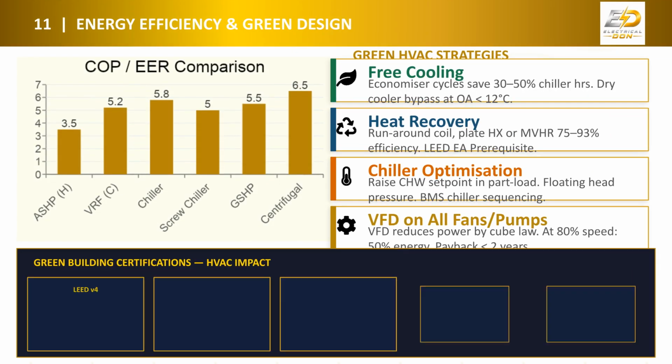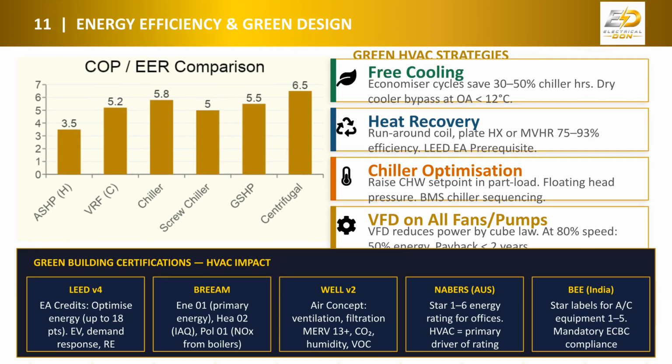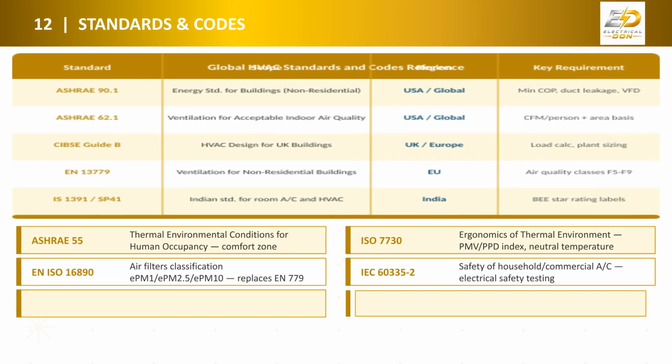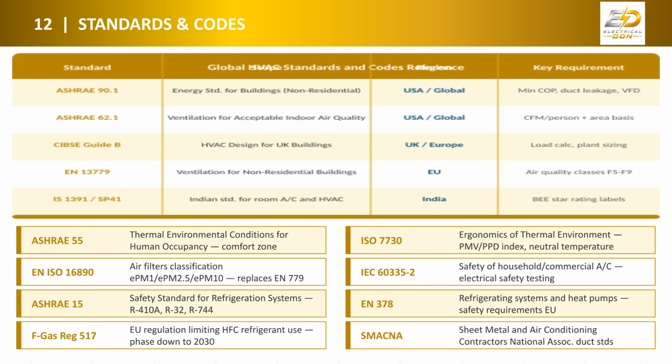HVAC efficiency strategies are integral to green building design. The COP comparison chart shows high efficiencies for chillers. Strategies include free cooling, heat recovery, chiller optimization, and the use of VFDs on all fans and pumps. Green building certifications like LEED, BREEAM, and WELL dedicate specific credits to optimizing HVAC energy and ensuring high indoor air quality.